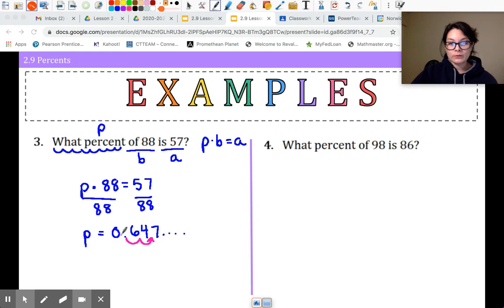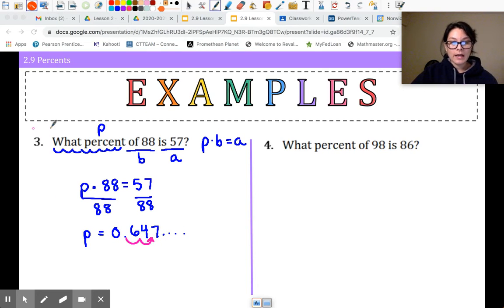Because you have to remember, this is really a number out of 100. So this number, if you think about it, was some value divided by 100, which is how we got this decimal. So to go the other way, we need to move the decimal 2 places to the right. In other words, we're multiplying it by 100.